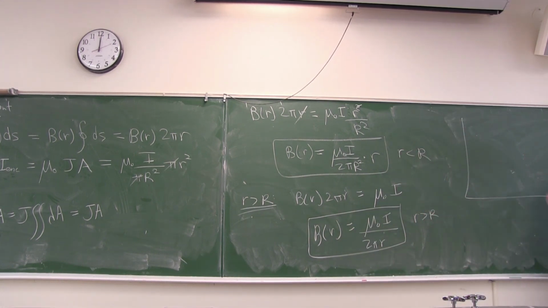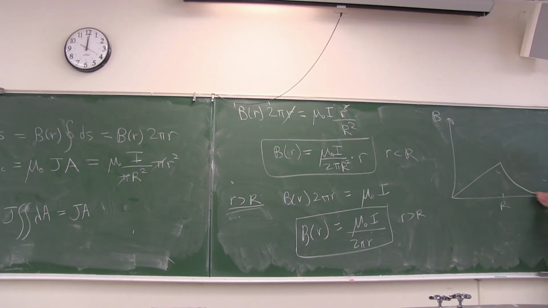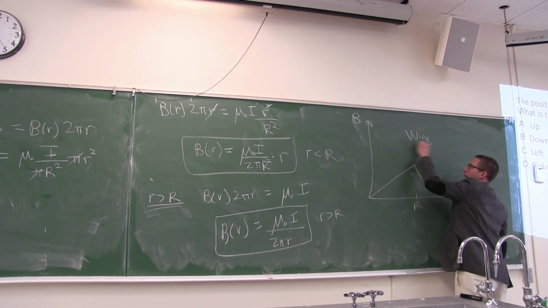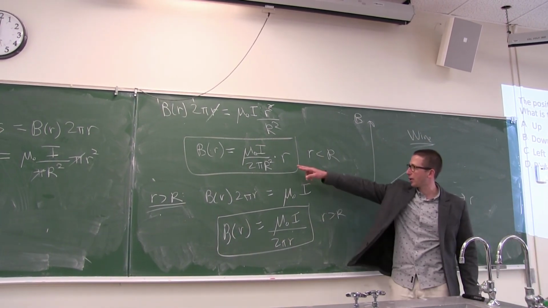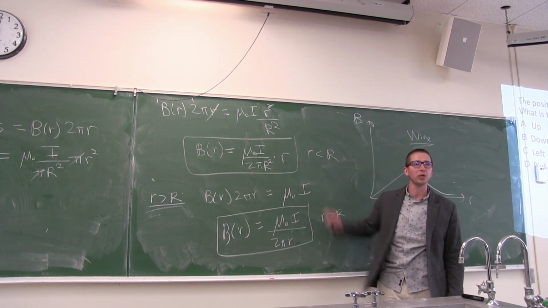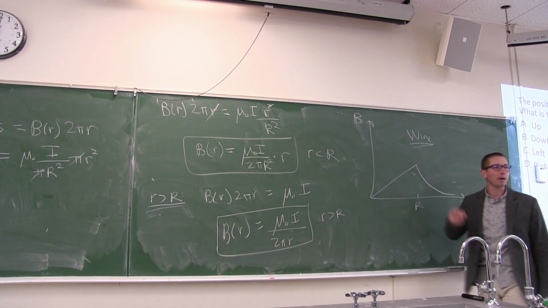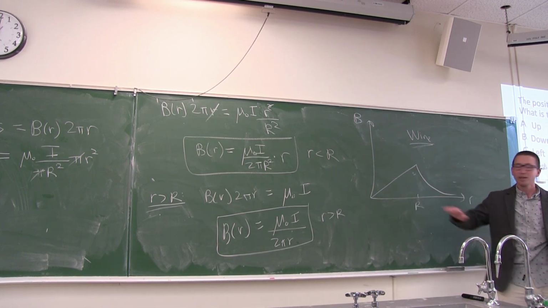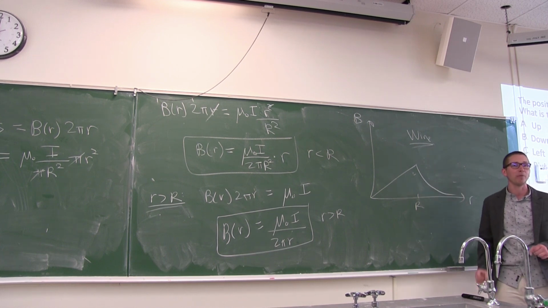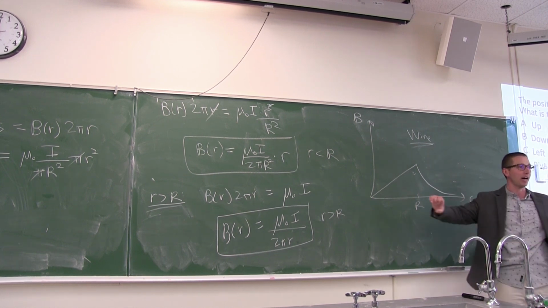So plotting a graph, B as a function of r, it grows linearly until I reach the radius of the wire, and then it falls off like 1 over r outside the wire. And you can check if I put little r equal to big R at the boundary, those two equations match. So this looks very much like a sphere of charge, grows linearly, but outside it doesn't fall off as 1 over r squared, it falls off as 1 over r, because we're dealing with a long line of current in this case.